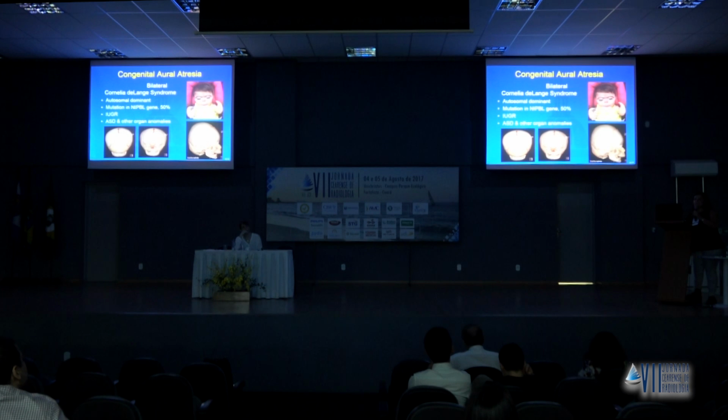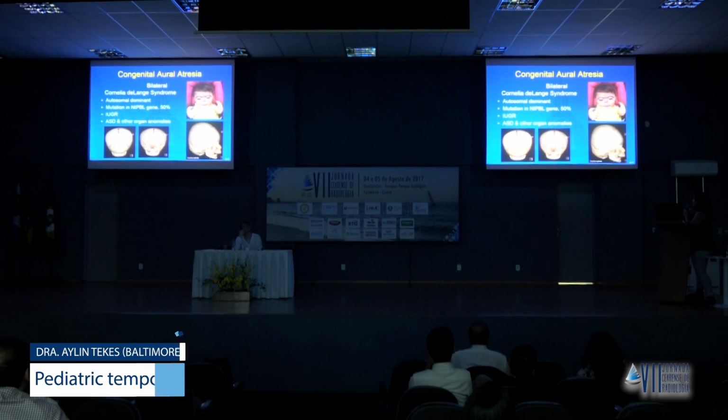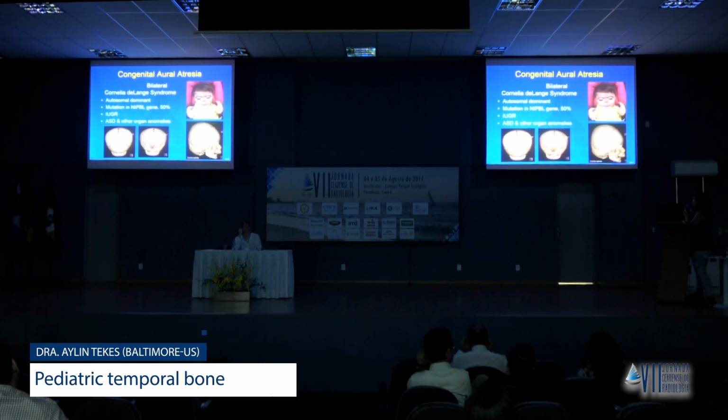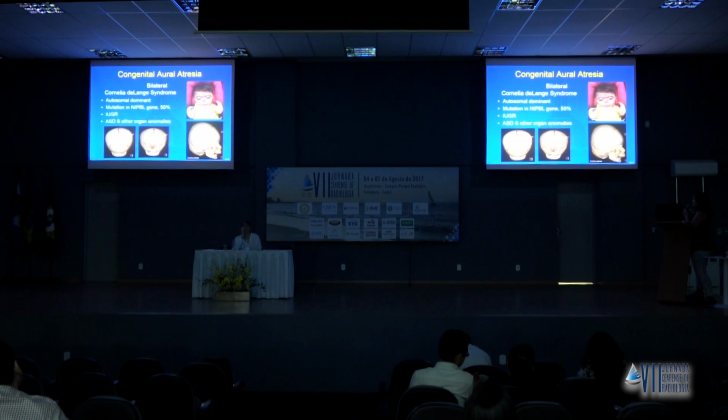Another syndrome, Cornelia de Lange syndrome. These patients have very typical facial features. They do have this arch in their eyebrows. Their eyelashes are super long. There is depression at the level of the nasal bridge. And they typically have microtia. They also have brachycephaly. Again, this is an autosomal dominant inheritance, and the mutation is in the NIPBL gene. They can also have additional organ anomalies.